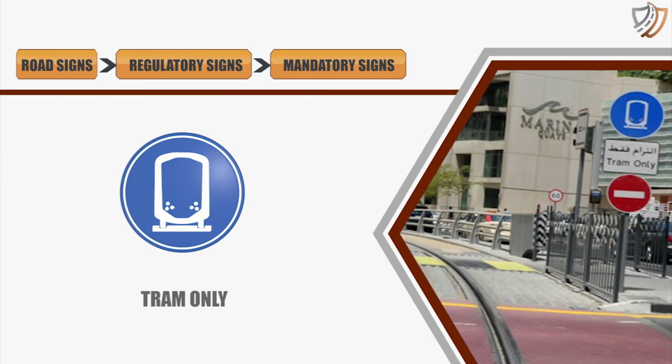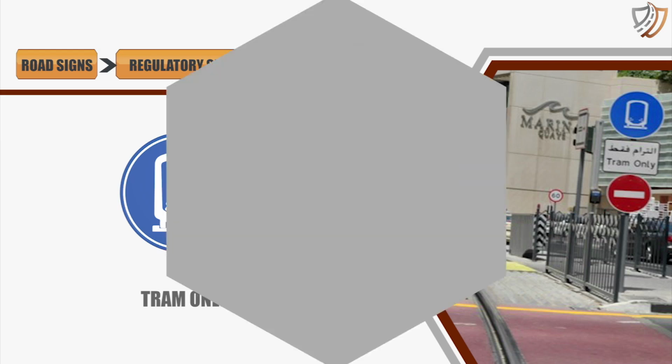Tram only. This sign indicates that the road or the portion of the road is set aside for the tram only. No other class of road user shall use the road or portion of the road indicated by this sign.